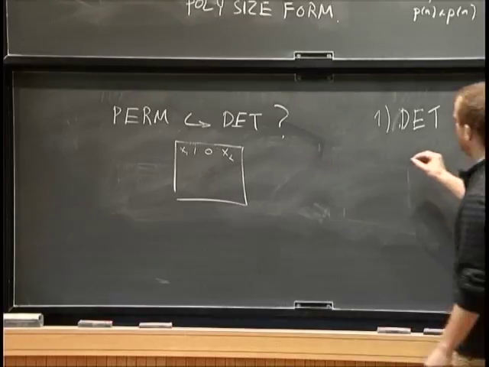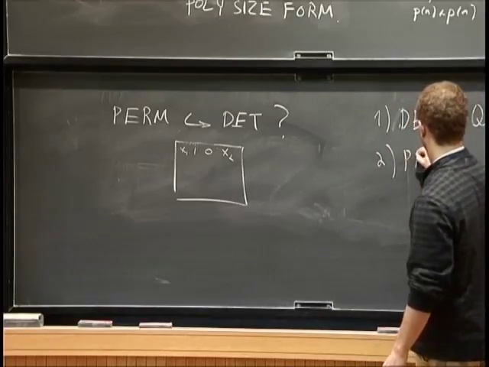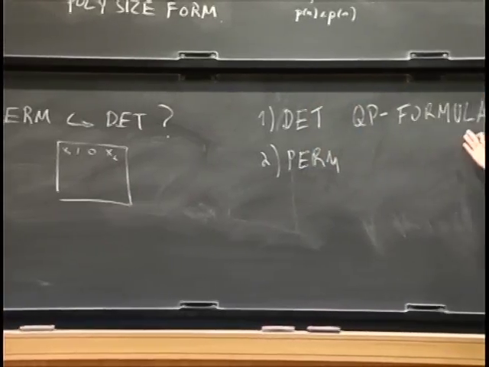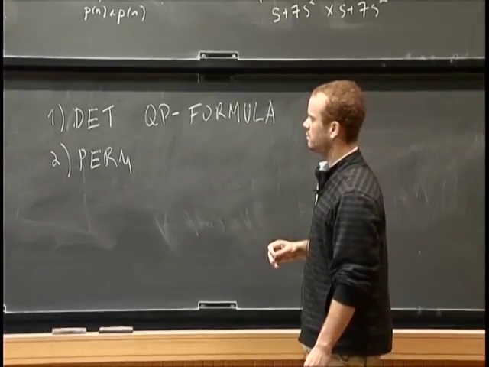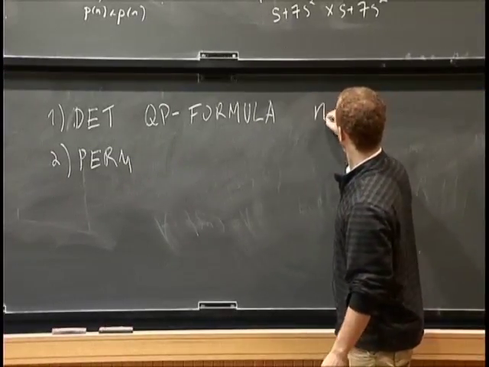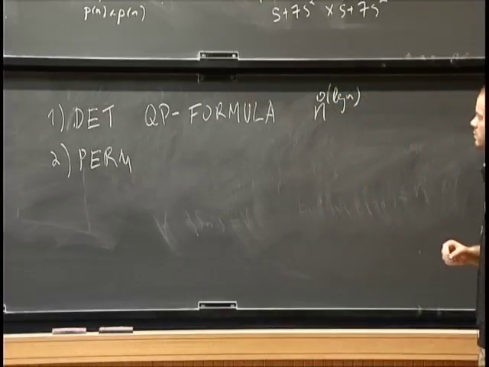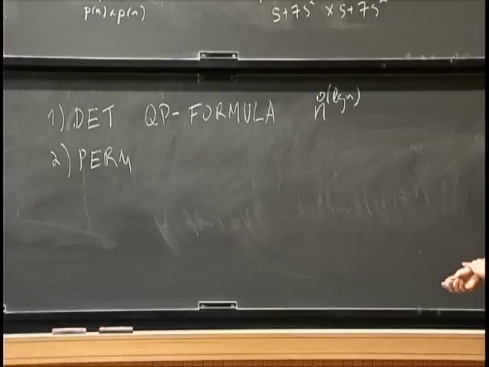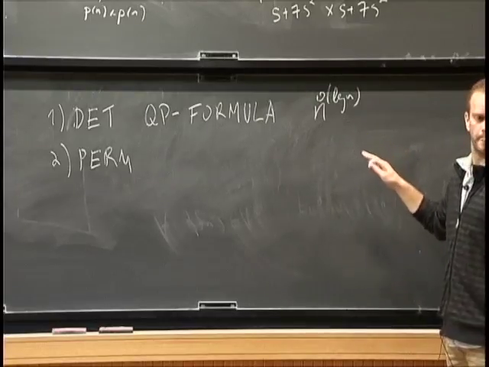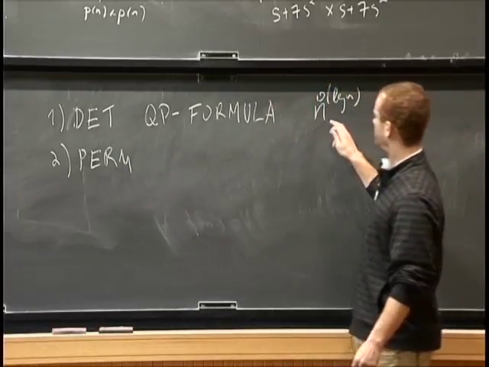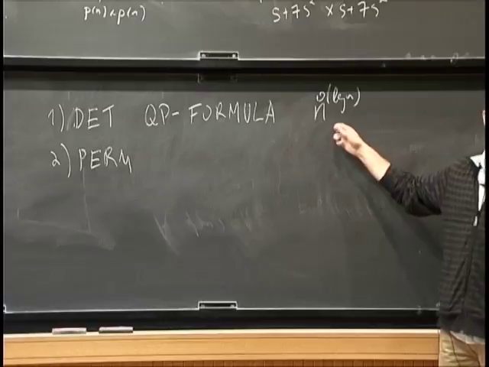And the permanent should not have quasi-polynomial size formulas. What does quasi-polynomial mean? So this is n to the O of log n. Polynomial maybe? Yeah, quasi-polynomial. So here it's just using the upper bound. So this statement is that the determinant has this size formula.